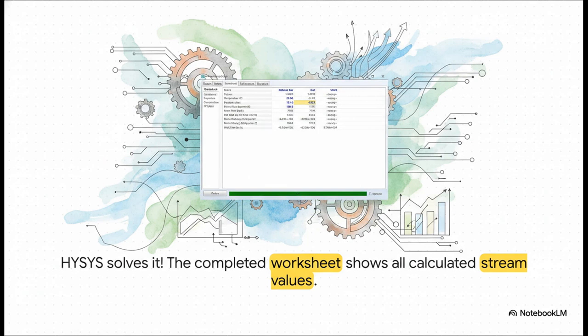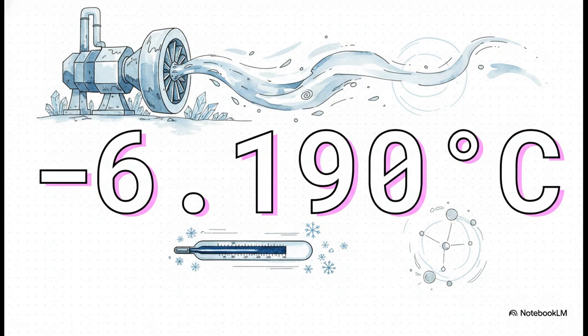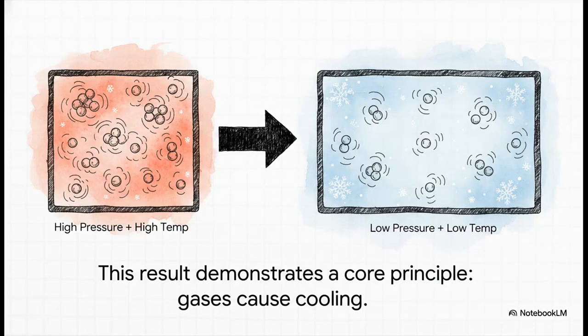Let's check the worksheet. There it is. The final outlet temperature is minus 6.19 degrees Celsius. Pretty chilly. So, what does this number actually tell us?